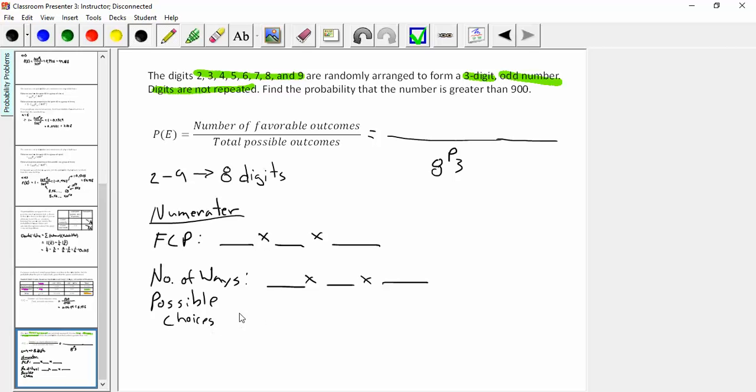Possible choices. All right. So once again, we've got our digits, and I'm going to write down my digits longhand. 2, 3, 4, 5, 6, 7, 8, 9. 1, 2, 3, 4, 5, 6, 7, 8. I'm getting good at counting to 8, aren't I? All right, possible choices. Let's see.